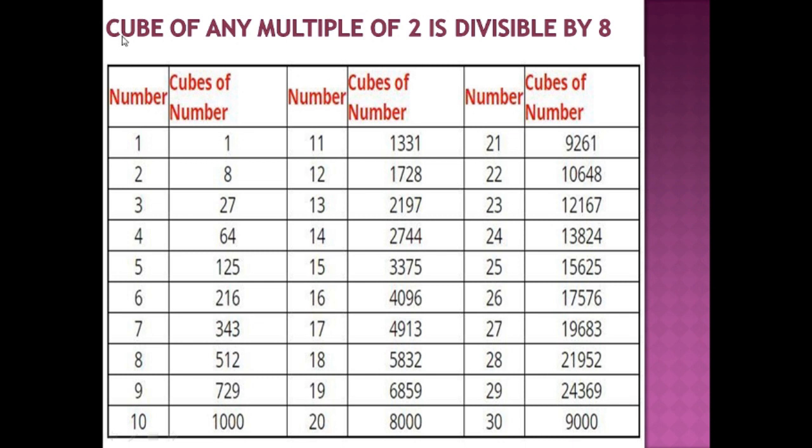Third property: the cube of any multiple of 2 is divisible by 8. A multiple of 2 means a number which is in the table of 2. Suppose I take the number 8. It is in the table of 2. If I find the cube of 8, I will get 512. And if I divide 512 by 8, it will be divisible by 8.